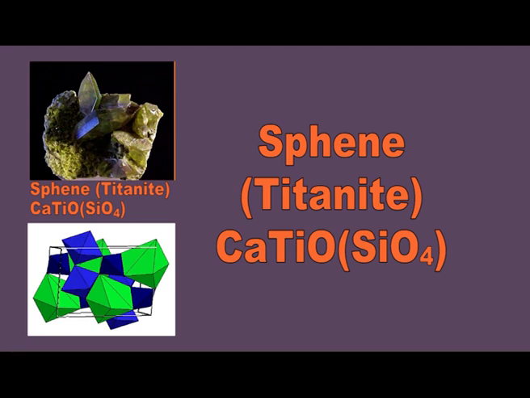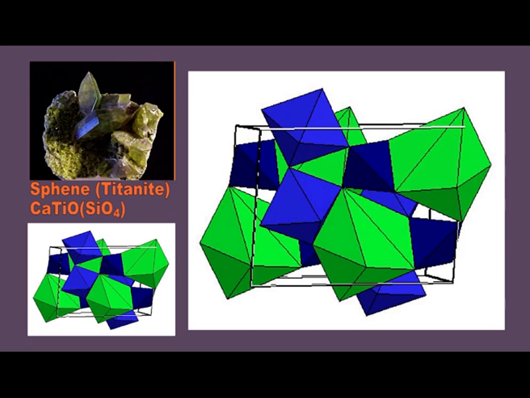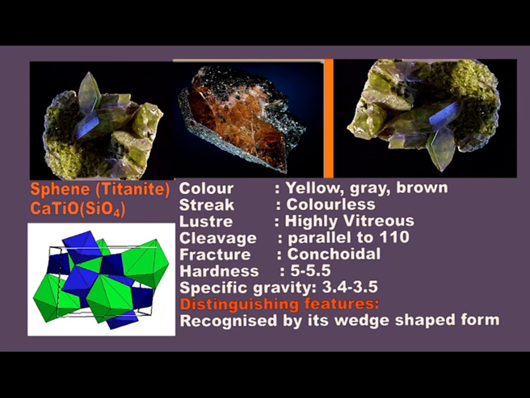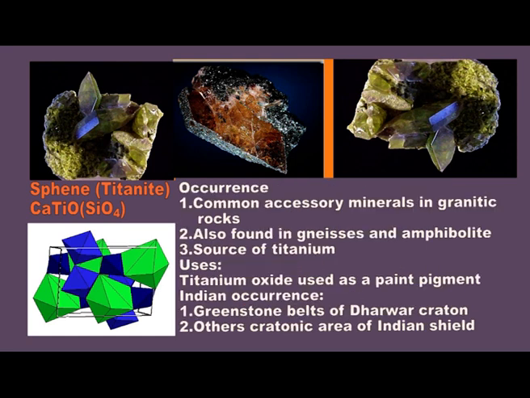Sphene, titanite, CaTiOSiO4. Physical properties: crystal system monoclinic, forms wedge-shaped crystals. Color yellow, gray, brown. Streak colorless. Lustre highly vitreous. Cleavage parallel to one plane. Fracture conchoidal. Hardness 5 to 5.5. Specific gravity 3.4 to 3.5. Distinguishing features: recognized by wedge-shaped form. Occurrences: common accessory mineral in granitic rocks, also found in gneisses and amphibolites. Source of titanium. Uses: titanium oxide used as paint and pigments. Indian occurrences: greenstone belts of Dharwar Craton, other cratonic areas of Indian shields.